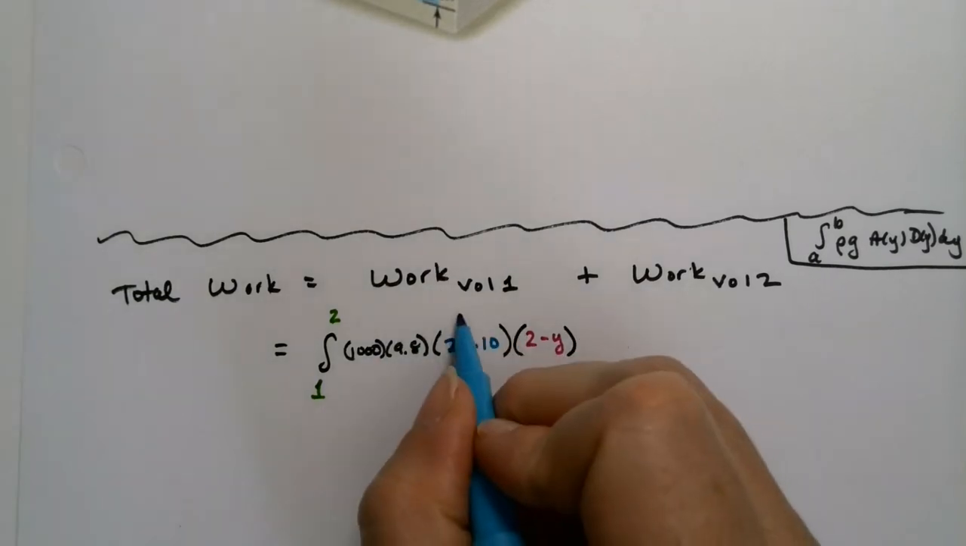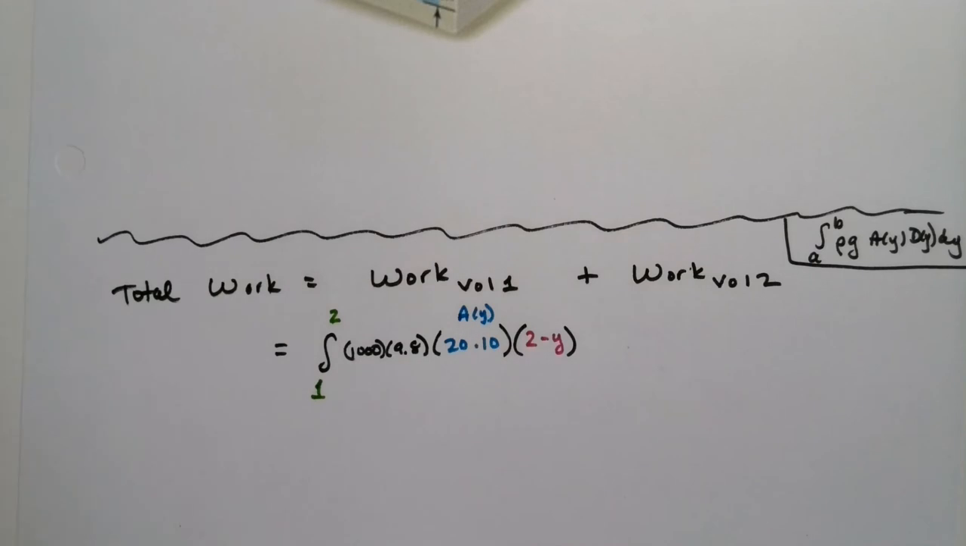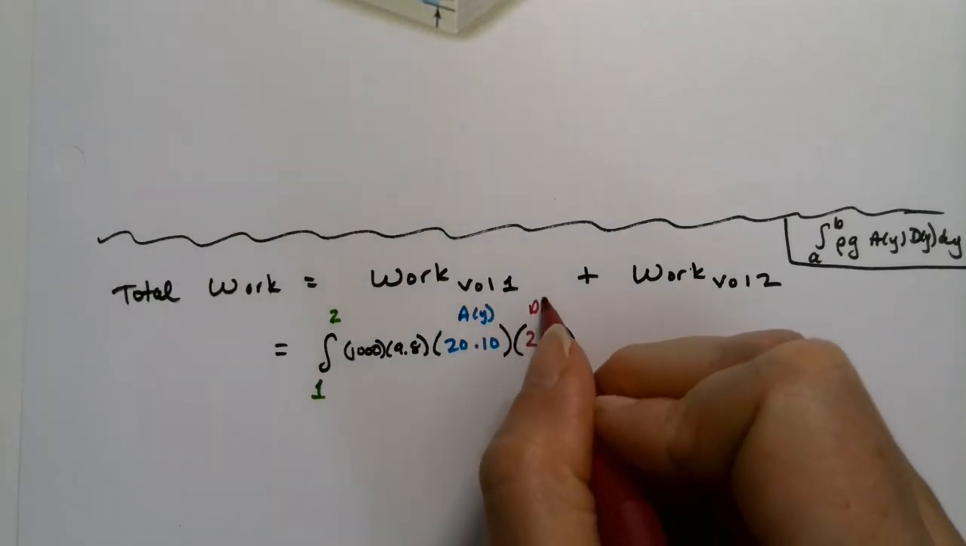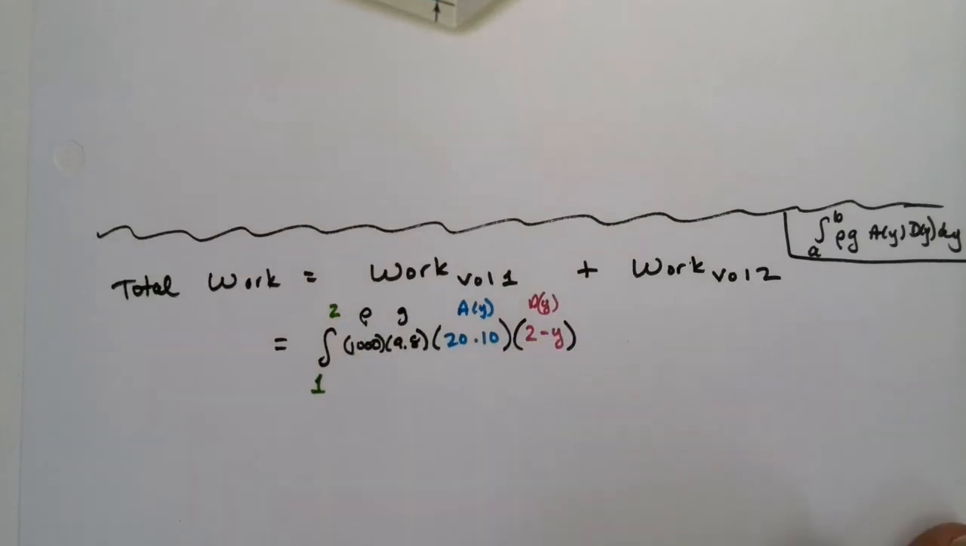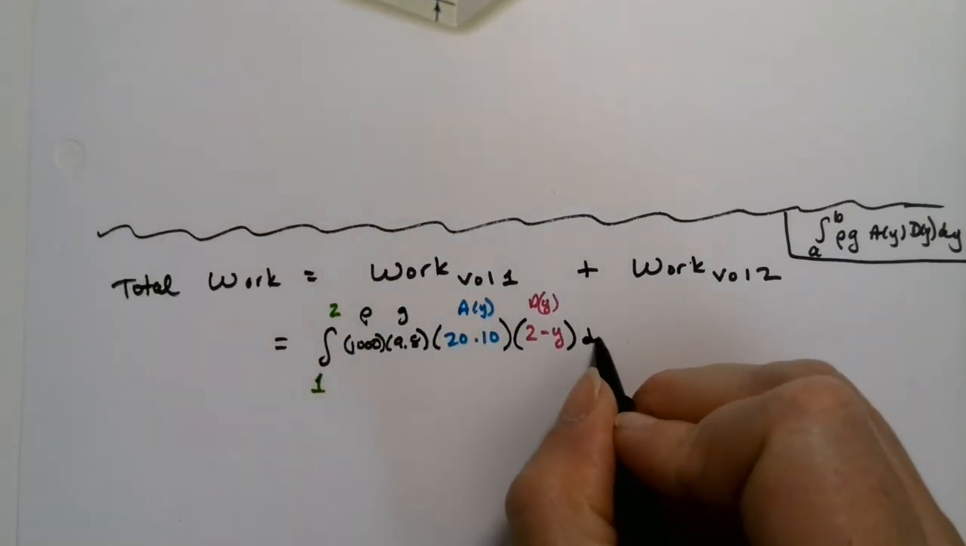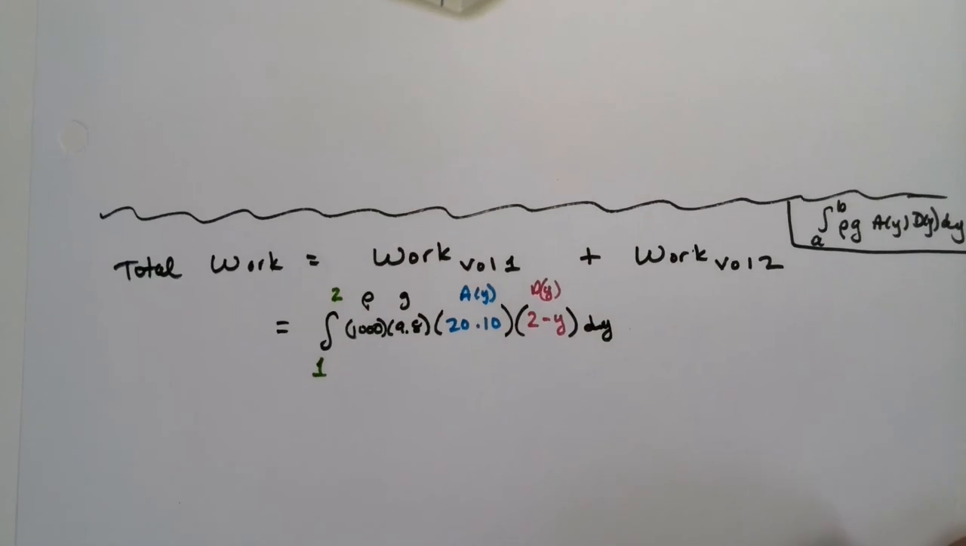Right? So this is A of y right here. This is D of y right here. And then, of course, this is rho and g, right? And then dy. Just throw on a dy on there. No problem.